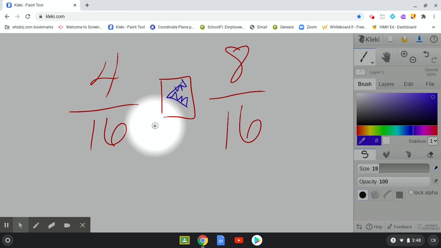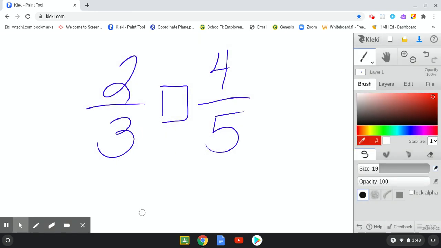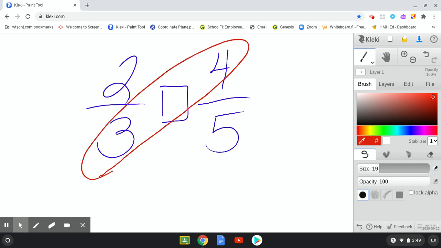All right, now let's look at some fractions that do not have the same denominator. Okay, so if you see here, I am comparing 2/3 to 4/5. My denominators are not the same. So when your denominators are not the same, you're going to use what we call cross multiplication. So watch what I do. I am going to cross multiply these numbers.